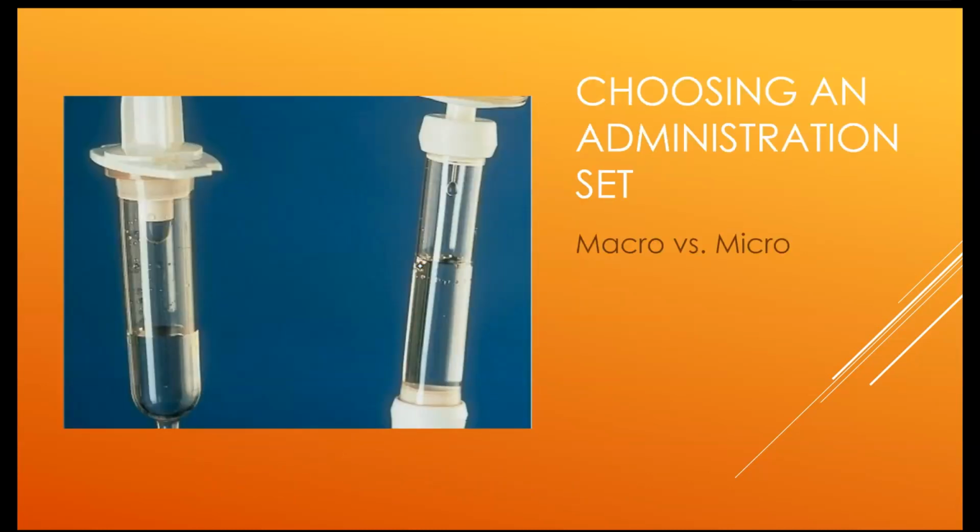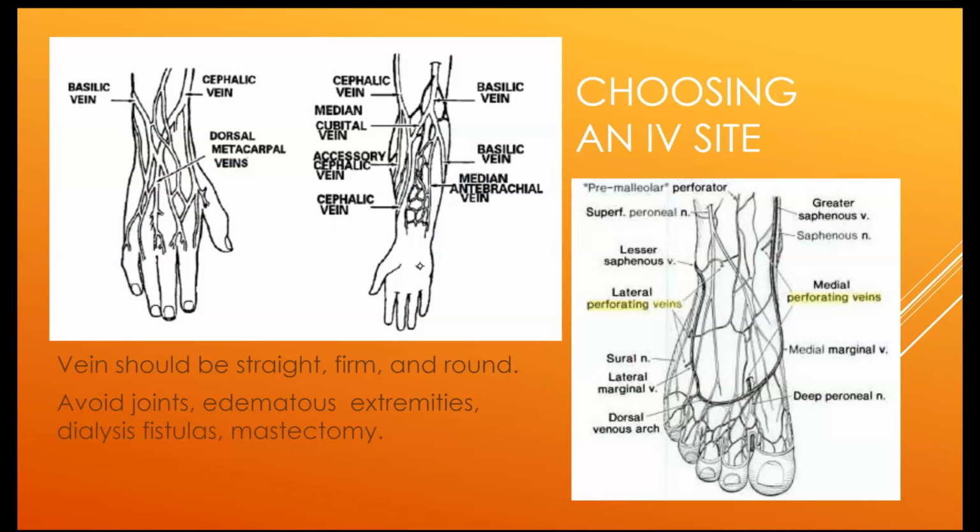We talked about this already, macro versus micro sets. There are a variety of ways that you're going to choose an IV site. Joints are bad. We usually use the AC right here. The basilic vein is very popular. In larger people who may be a little obese, the cephalic vein on the outside of the arm is often very easy to find. But you can find almost any vein.